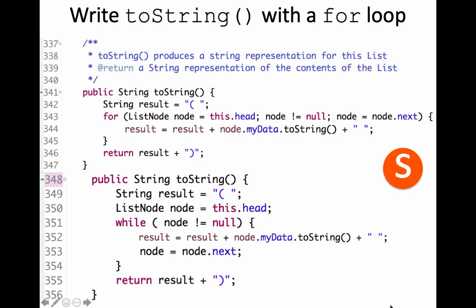Okay, so here I've got the solution for writing toString with a for loop. You can see that my initialization, creating that node, I do that here in my first part. My predicate, node does not equal null, is the exact same across the two. And then my update is node gets node.next. Okay, whoops, I have a slightly different instance variable name here. Those should be myNext.